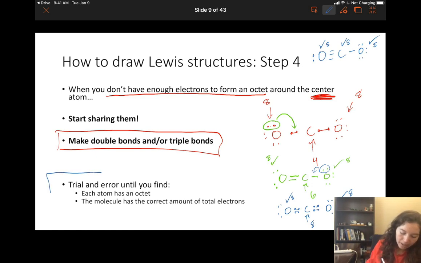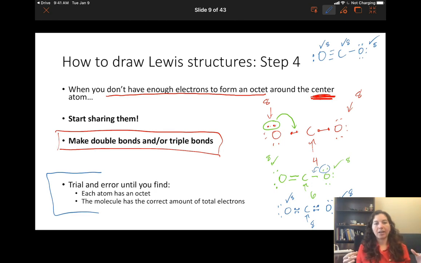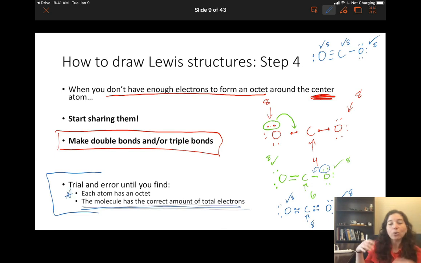So once you get your Lewis structure together, you need to do trial and error until you find that each atom has an octet. This is what you need to achieve, and that the molecule has the correct amount of total electrons. So remember, this cannot change. You can't increase electrons. You can't add random electrons from somewhere. You need to keep that number constant that you calculated in step 3.